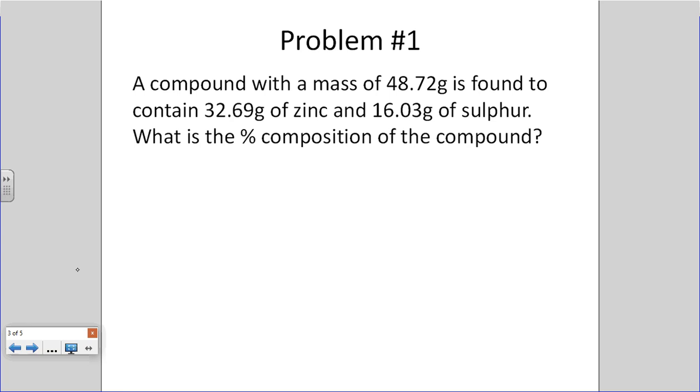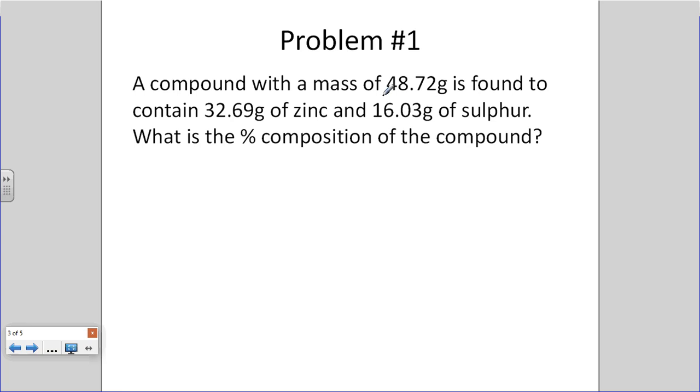So let's take a look at problem 1. A compound with a mass of 48.72 grams is found to contain 32.69 grams of zinc and 16.03 grams of sulfur. What is the percent composition of the compound?